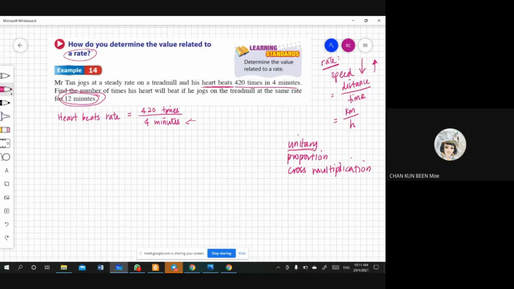So now for this example, we are going to try out using the proportion and cross multiplication method. In the cross multiplication method, you always have an assumption. Let x equal the number of times his heart will beat. Same with the proportion method, we also need to make an assumption. So easy, we just make the assumption once only. So we start with the assumption right now.